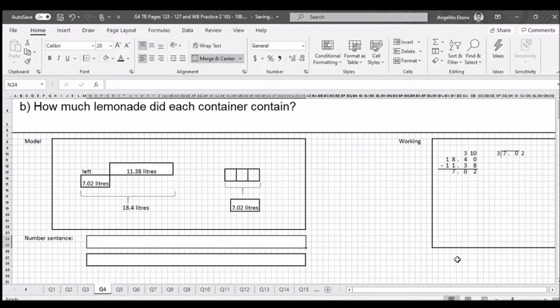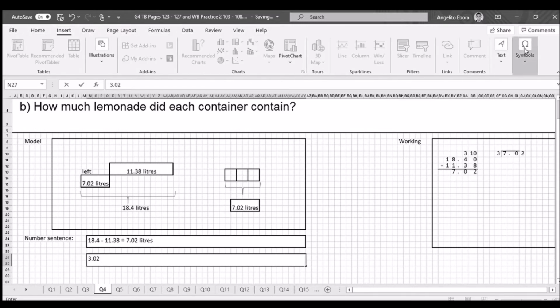Okay, so 18.4 minus 11.38 liters is equal to 7.02 liters. And then 7.02 divided by 3. Okay, we don't know yet, so let's do it.